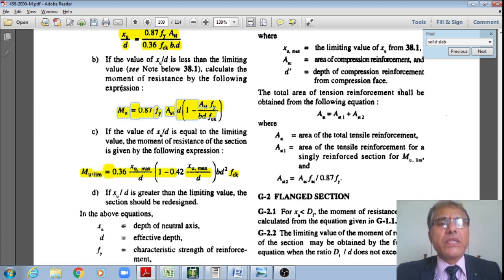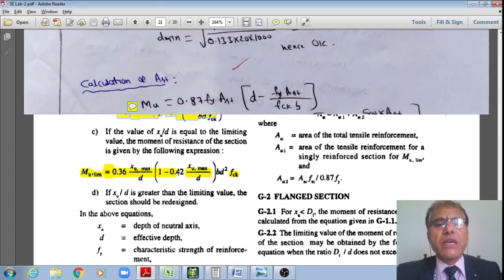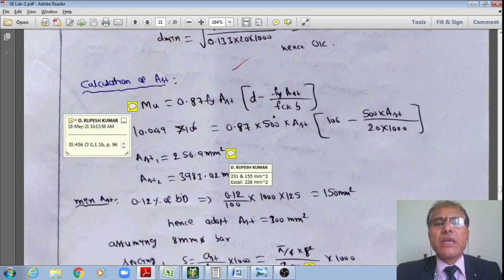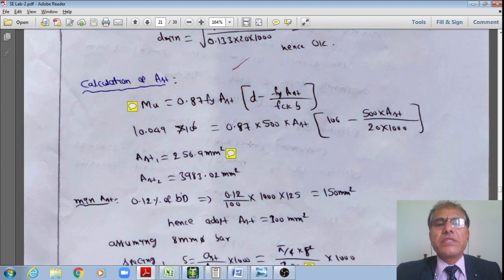However, using this, Mu is in terms of a quadratic equation in terms of Ast. Either by solving that, I'll get the area of the steel required. Therefore, what is the area of the steel required? Now I'll use that equation, or alternatively I can use the other equation: Ast is equal to 0.5 fck divided by fy multiplied by (1 minus square root of 1 minus 4.6 Mu divided by fck b d square), that whole multiplied by b d. Either of the two equations will give the area of the steel.